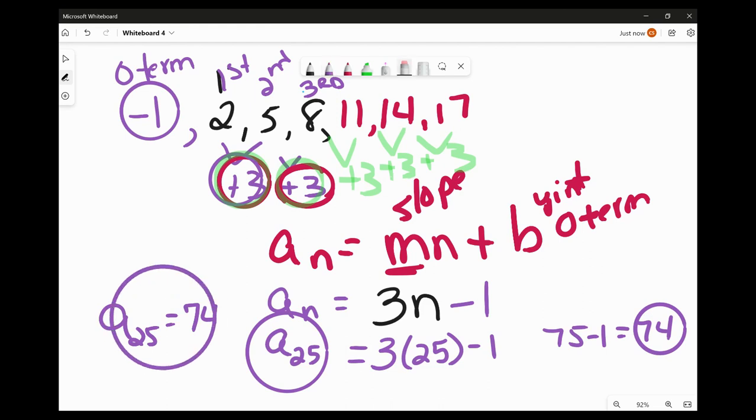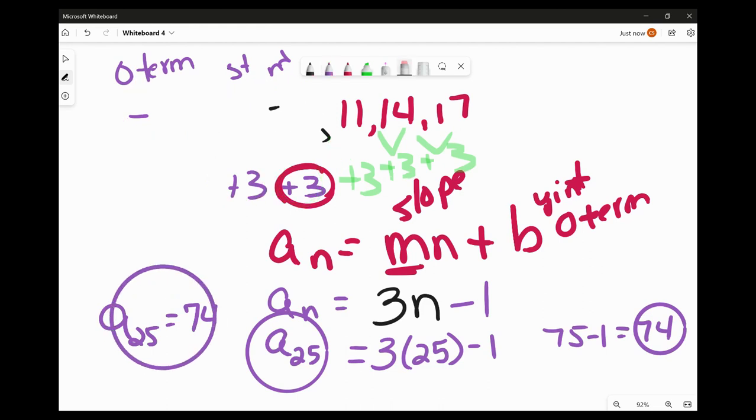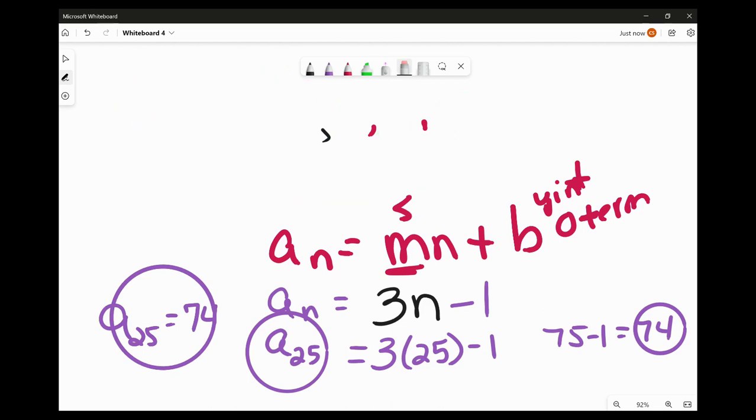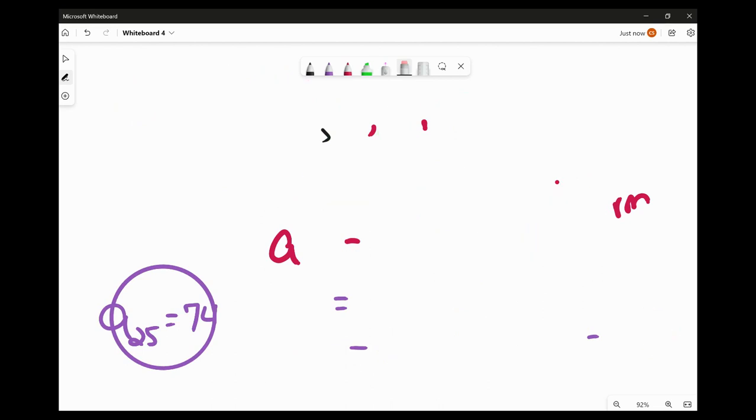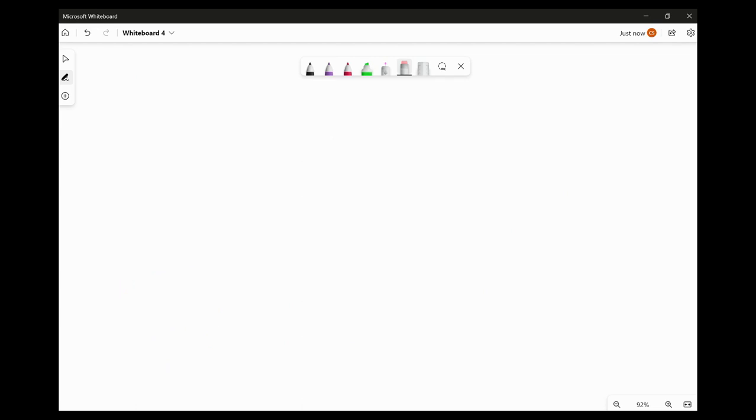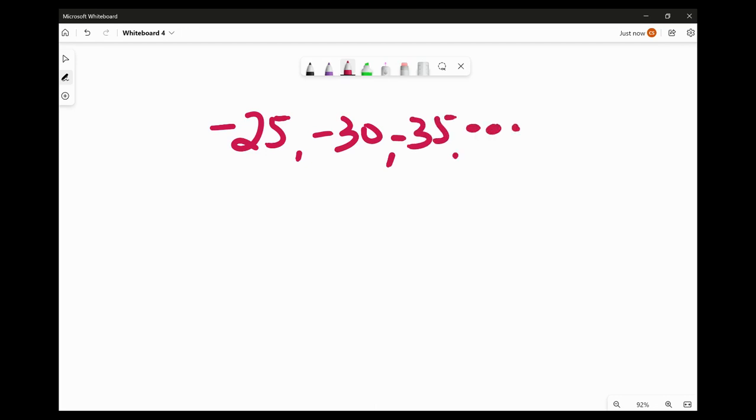All right, so we're going to do another one just so we can make sure we have a good handle on it. Let's do one with a negative. And then I'm going to show you what's not an arithmetic sequence just so you can see the difference. So let's say the next pattern goes like this: -30, -35, dot, dot, dot.